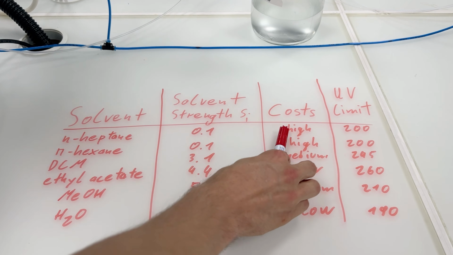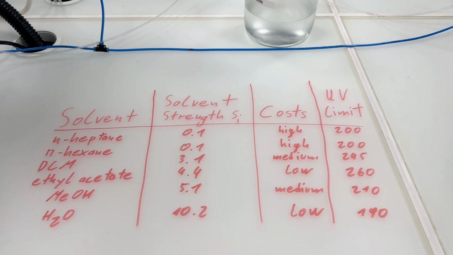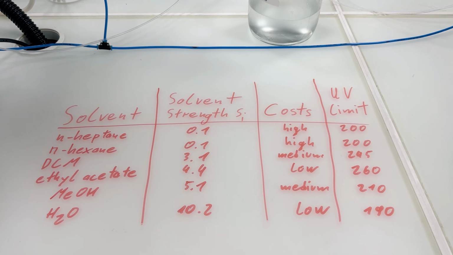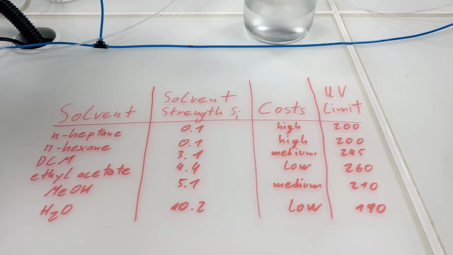As you can see here, the costs. The weak solvents N-heptane and N-hexane are the most expensive solvents. As the solvent strength increases, they become cheaper.